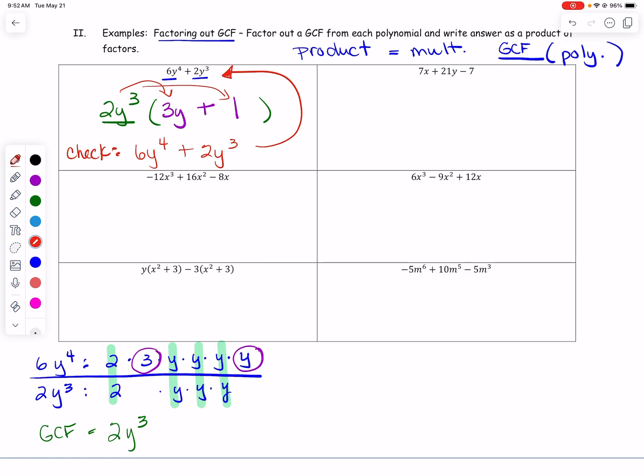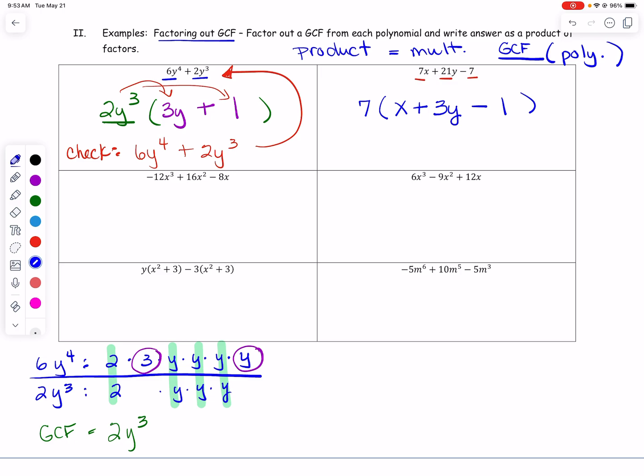Now, going to the next one, I'm looking for a common number and or variable that divides into all 3 of these terms. Well, it looks like the only thing that they have in common is a 7. And so I will have, when I take 7x and divide it by 7, I'm left with x. When I take 21y and divide it by 7, I'm left with 3y. And when I take negative 7 and divide it by 7, I'm left with negative 1. And again, we can check it, and we will get originally what we started with.